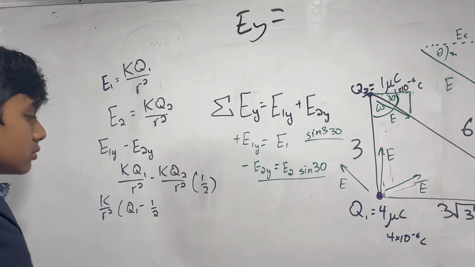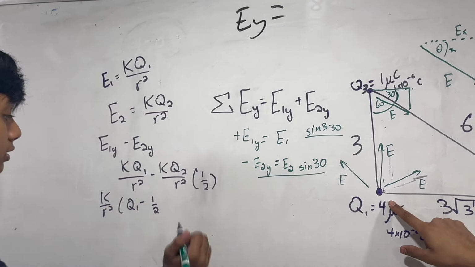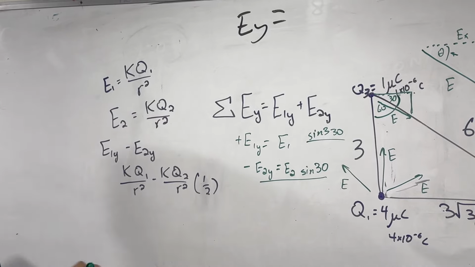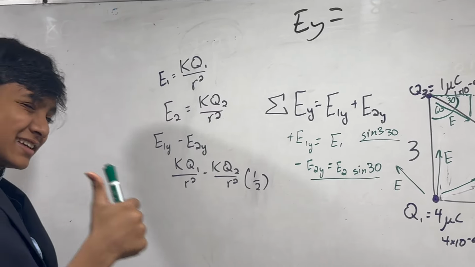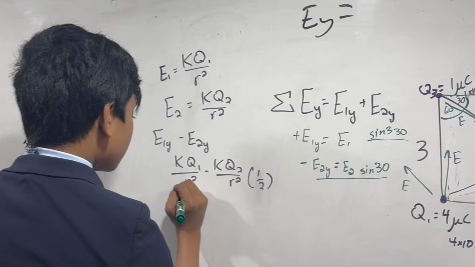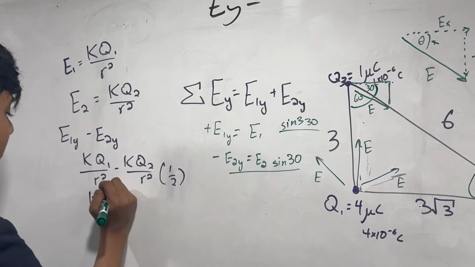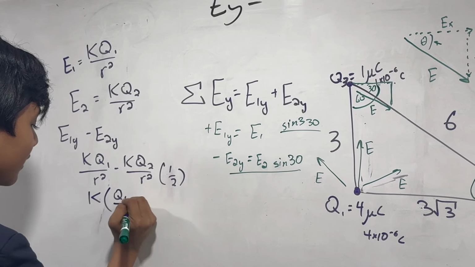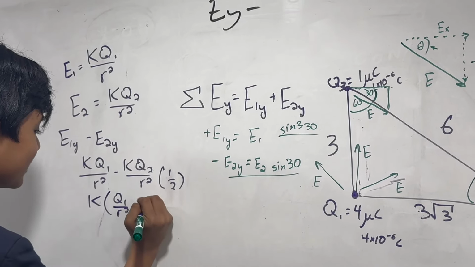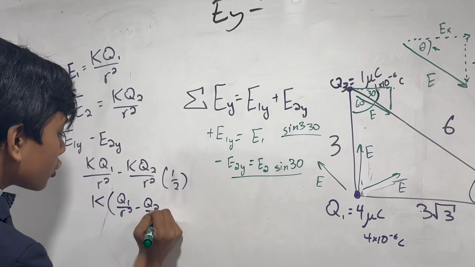Objection. The R's are not the same for this one. The R is 3 and this one the R is 6. Great job. So you can't factor. You caught my mistake. You can factor out K though, because that's the same. So you get Q1 over R squared minus Q2 over 2R squared.